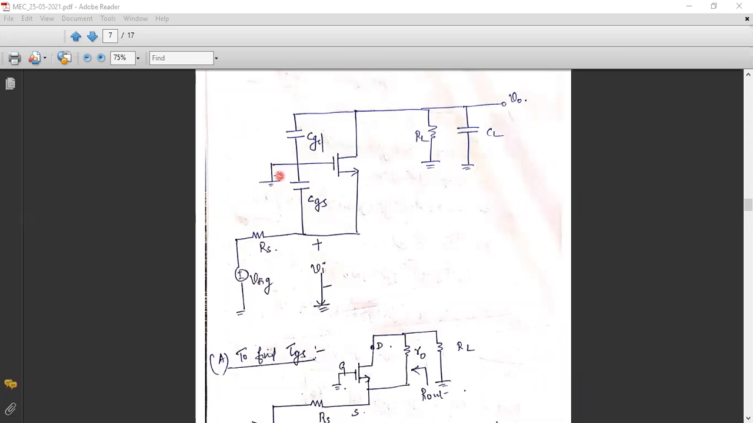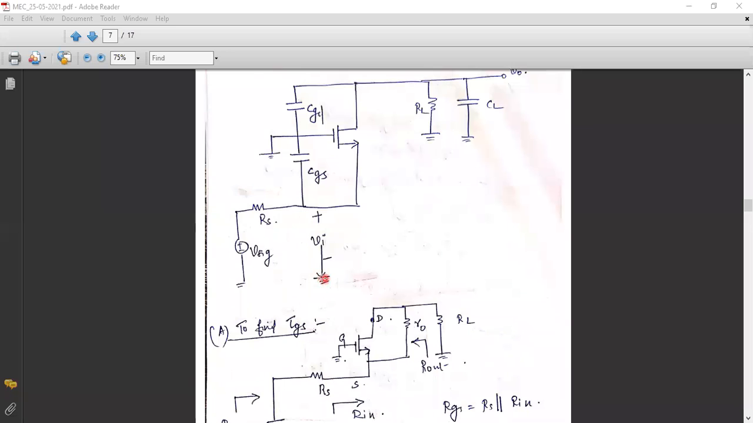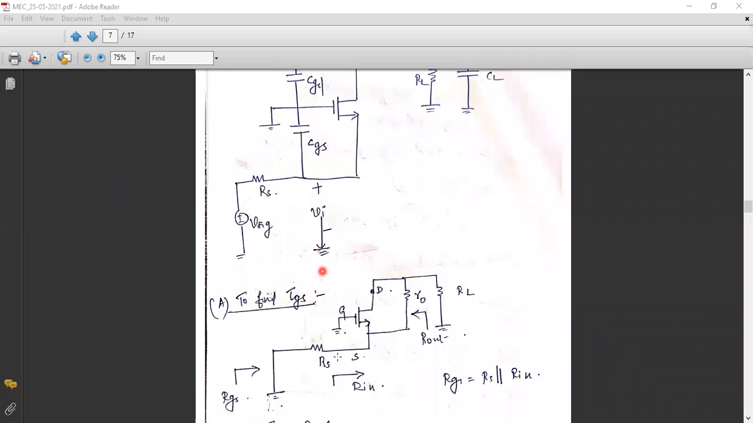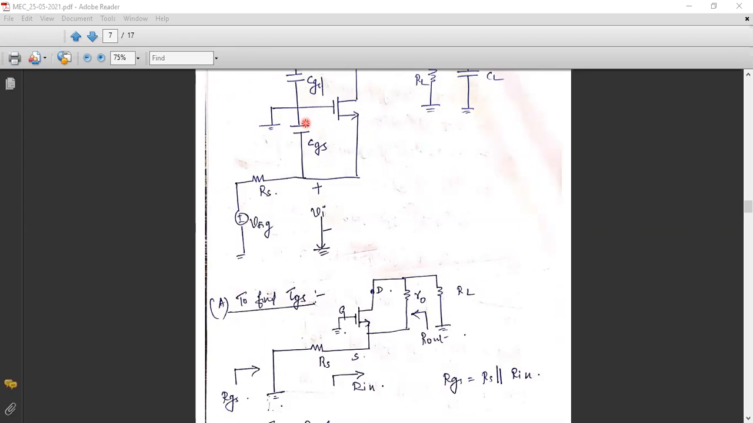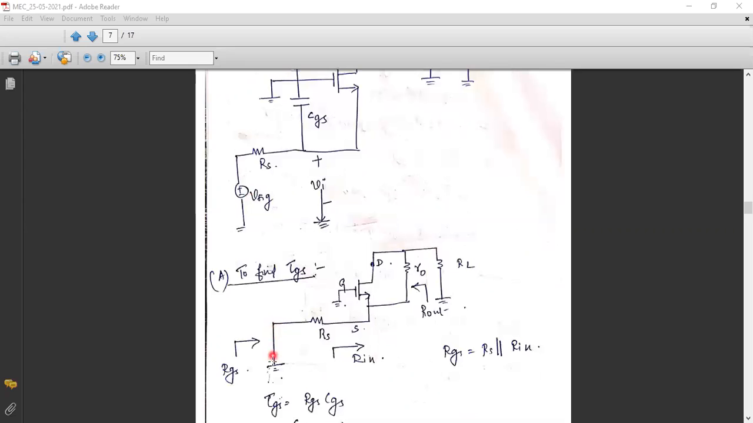This is ground, this is source. You can see ground somewhere also, right? Here it is ground. While drawing the circuitry, VSIG can be deactivated, because whenever you are going to find the equivalent circuit, the signal source has to be deactivated. So it has to be short circuited and connected to ground. Now, if you see the circuit, tell me what is the resistance that is connected between the source and ground? Because the gate is ground, this is also ground. So obviously it is RS.